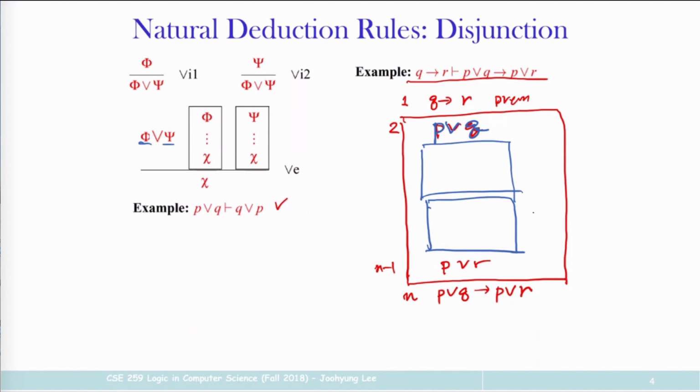What I want to do is to use or elimination, which is shown on the left-hand side, right? So I want to use phi or psi, and from phi, if I can derive chi, and from psi I can derive chi, then we are done with the proof to derive chi. So we just need to fill out the boxes. What is the first line of the first box?